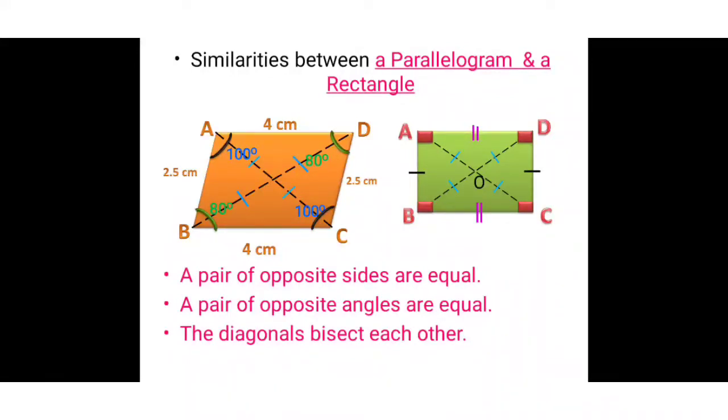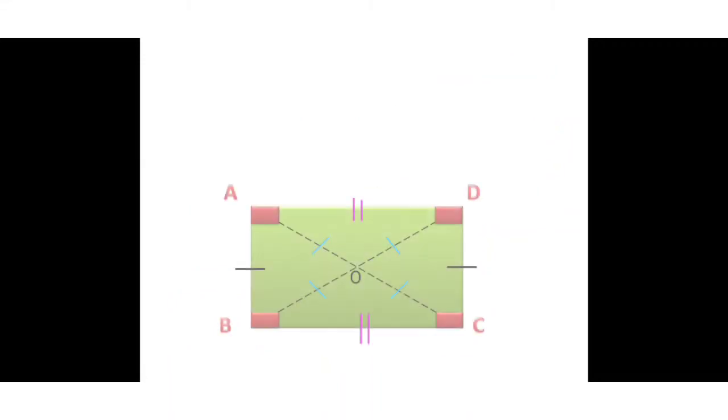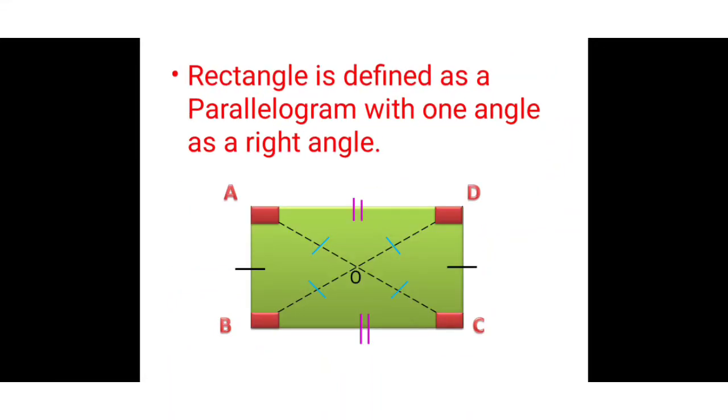So how are we going to differentiate between them? If all these properties are common, what is not common? The main distinguishing feature will be the angles. If you look at the rectangle, each angle measures 90 degrees, whereas it is not the same in a parallelogram. So we will define a rectangle as a parallelogram. It shows all the properties of a parallelogram. So we will say it is a parallelogram with one of the angles as a right angle.